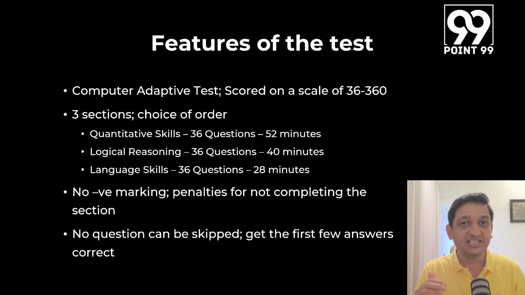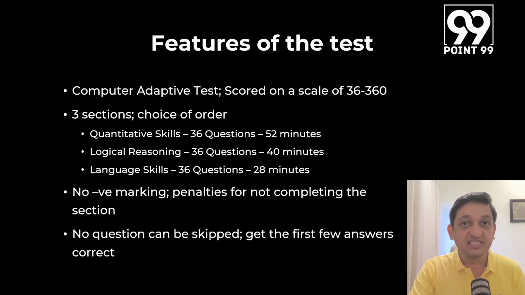Each section is scaled on a level of 12 to 120 marks, and the cumulative scaled scores across each section is going to dictate the total marks that you are going to get on this particular test. Now there are 3 sections in this test and you have the choice of ordering them according to your convenience. So you can either attempt quantitative skills first, followed by language skills, followed by logical reasoning, or any other permutation of these 3 sections.